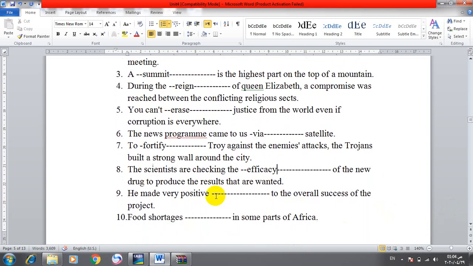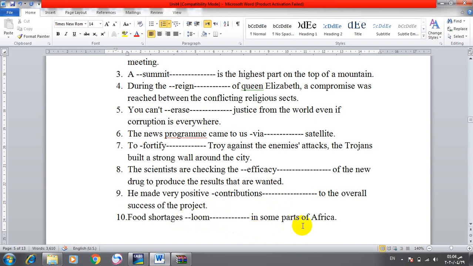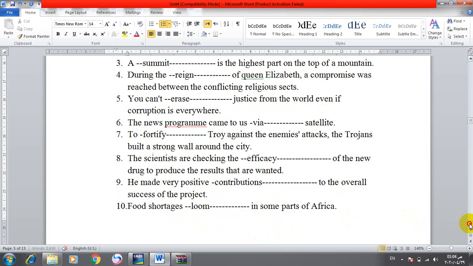نمرة تسعة, he made very positive contributions, إسهامات, وعمل إسهامات إيجابية to the overall success of the project. بعد كده, food shortages, نقص الغذاء, loom يعني بيسود, in some parts of Africa.